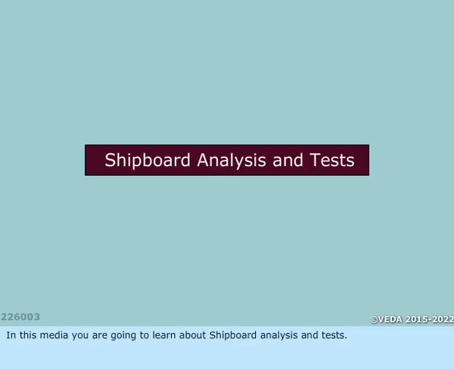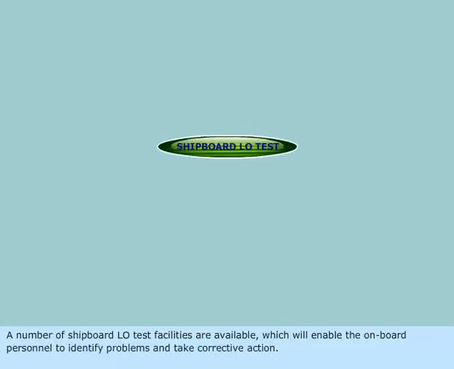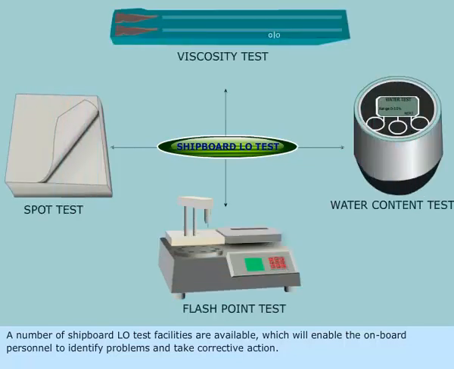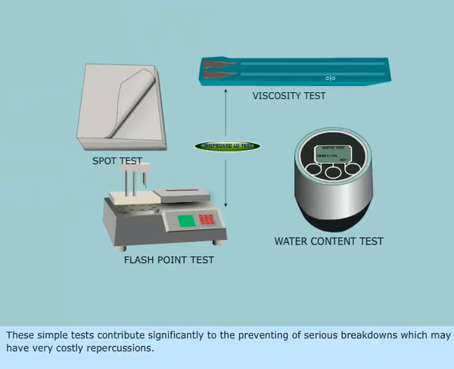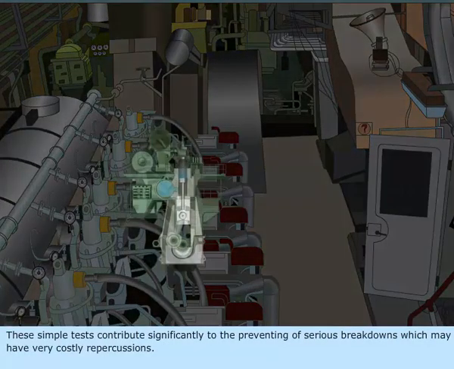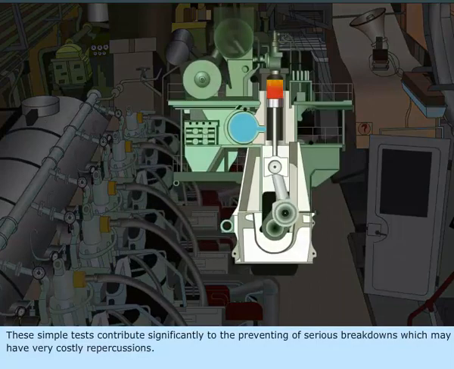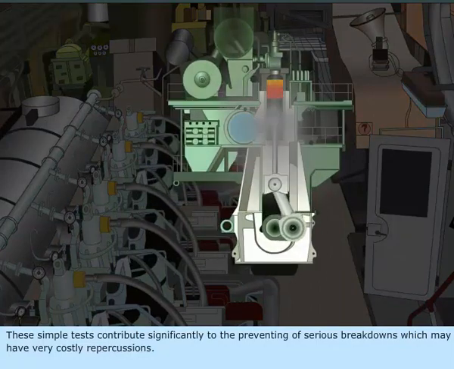In this media, you are going to learn about shipboard analysis and tests. A number of shipboard LO test facilities are available, which will enable the onboard personnel to identify problems and take corrective action. These simple tests contribute significantly to the preventing of serious breakdowns, which may have very costly repercussions.